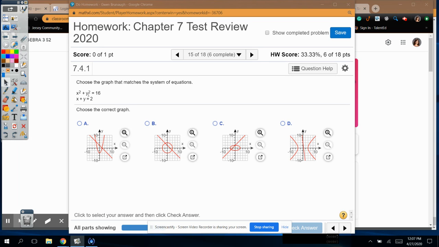If you have an x squared plus a y squared and there's no fractions, and this is like a perfect square, this is going to be a circle. So we're looking for a graph with a circle on it, and this will be a line. A circle and the line, the answer will be B.